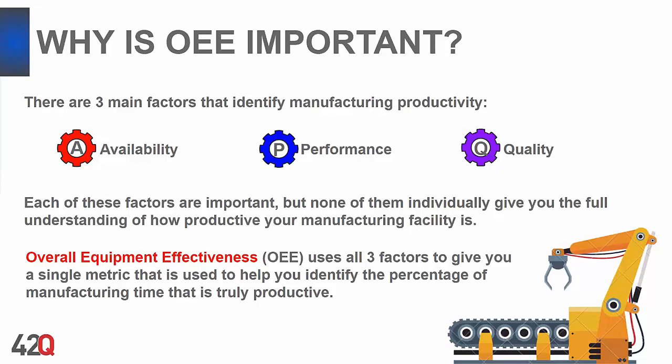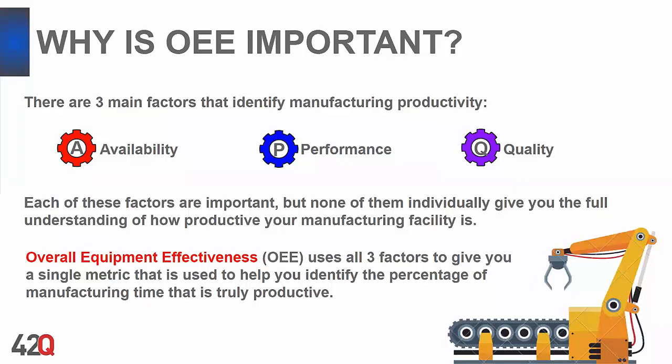And that's availability, so how much your equipment is up and ready to be used, your performance, how many units you're getting out the door, or how many units you're getting produced, and then quality, how many good units you're producing. So each one of these three factors is important in its own right when it comes to productivity, but each one of these individually does not give you the full picture of how productive you are.